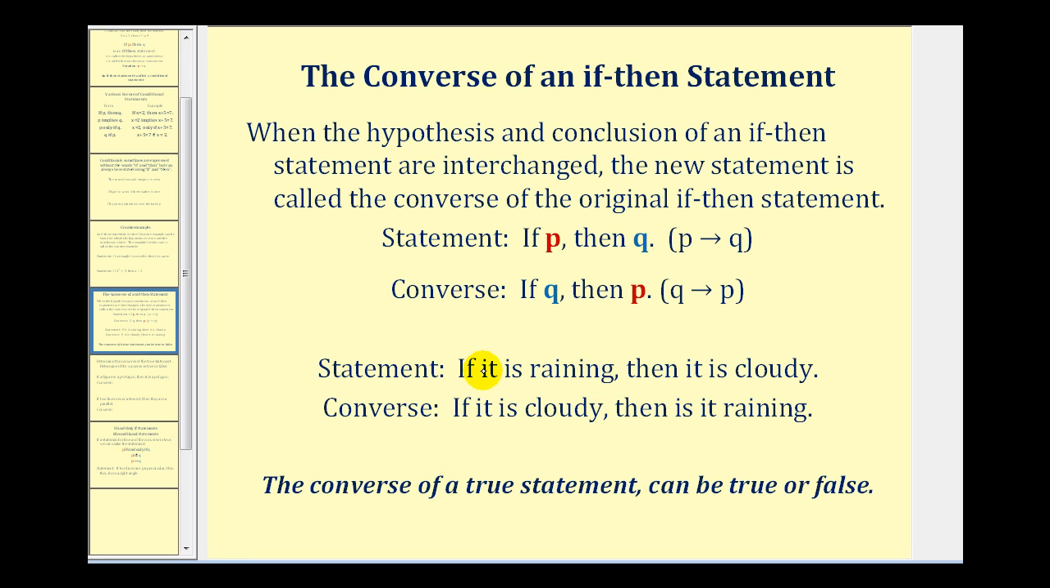And the converse of a true statement can be true or false. For example, it is true that if it is raining, then it is cloudy, because rain comes from clouds. However, if it is cloudy then it is raining would be false, because we all know that it's possible to be overcast but not raining.